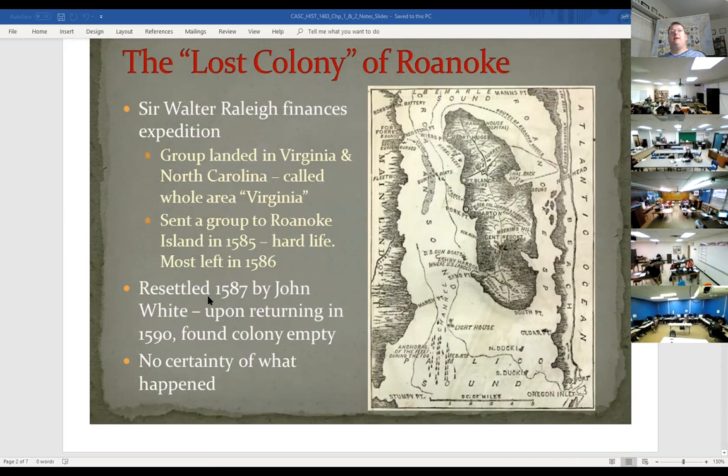In 1587, Raleigh sent another expedition, or another group, led by John White, and they did found another colony there. This time they had 90 men, 17 women, and 11 children. So 118 of them total. And John White was the appointed governor of Roanoke settlement.